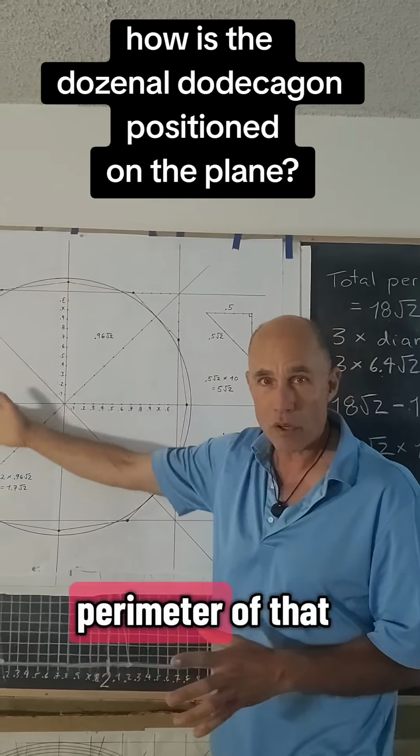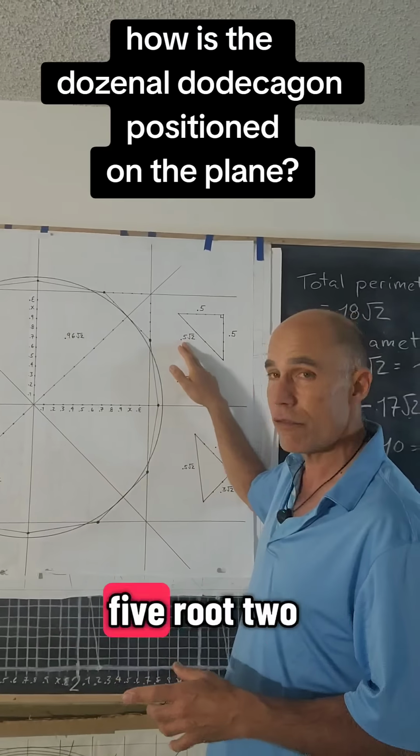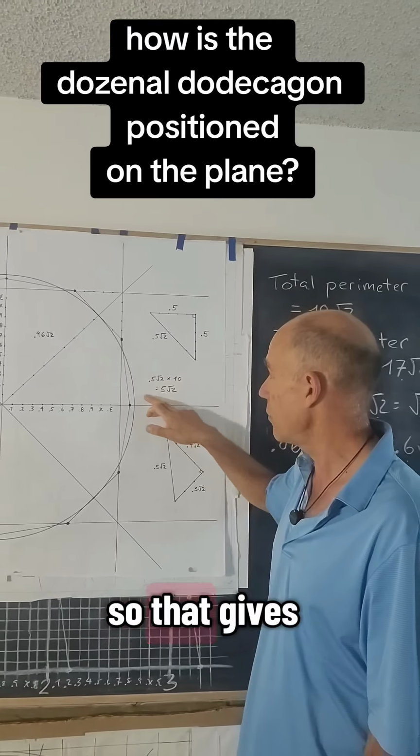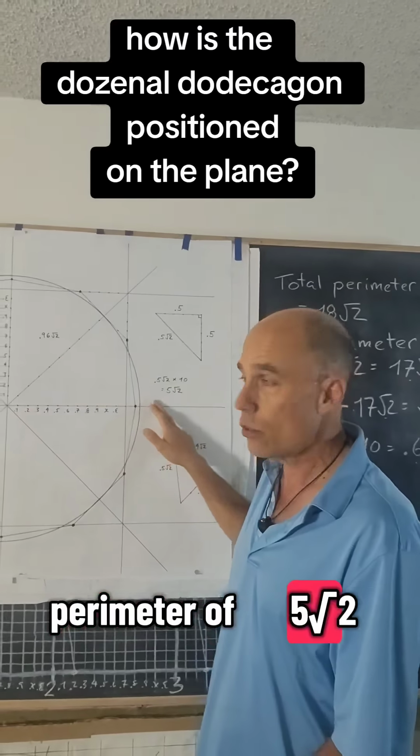So the complete perimeter of that dodecagon is 0.5 root 2 times a dozen, which looks like this in base 12. So that gives us a total perimeter of 5 root 2.